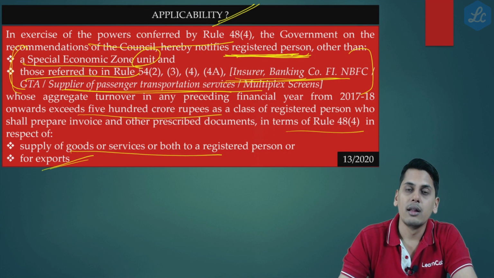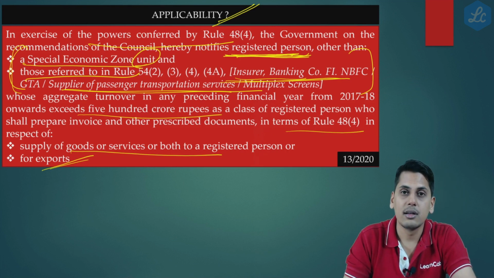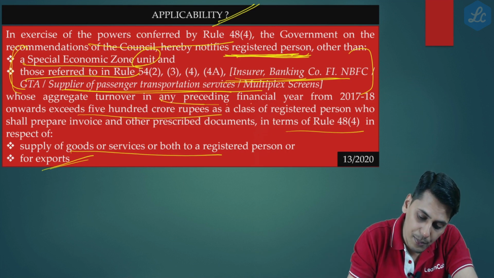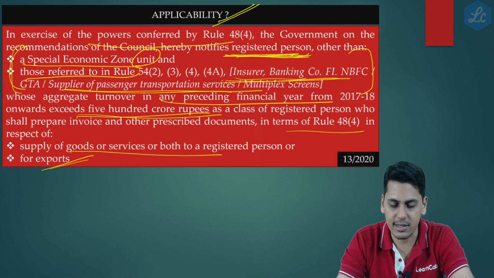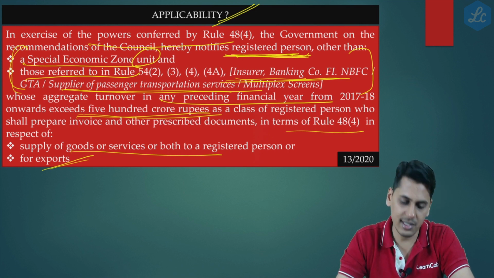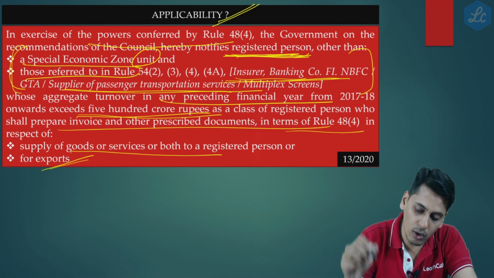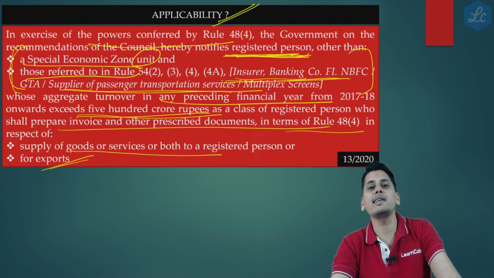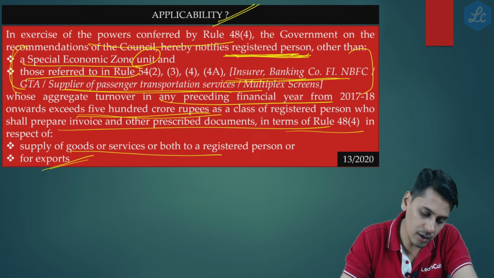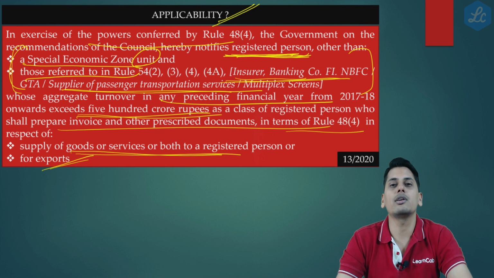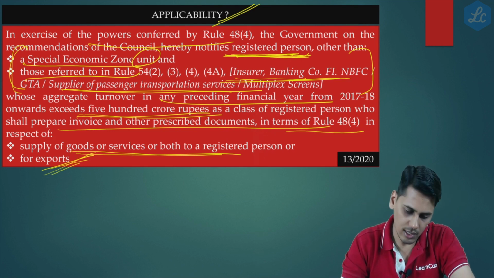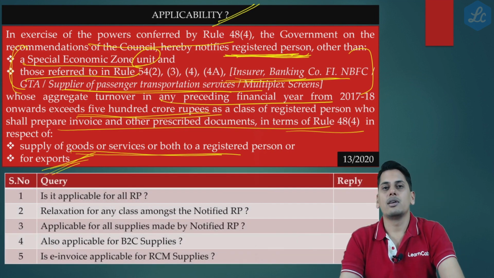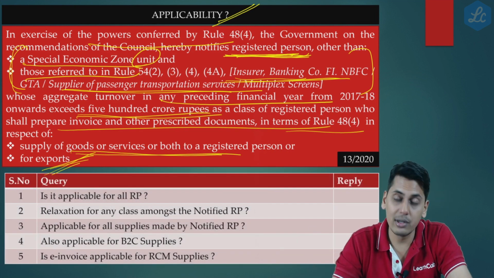And friends, registered persons other than these, whose aggregate turnover in any preceding financial year from 17-18 onwards exceeds 500 crore rupees, shall be those class of registered persons who shall prepare invoice in terms of 48 sub rule 4. For all the supplies? The answer is no. Only for supply of goods or services or both to a registered person or in case of exports. Now friends, let's take a few questions just to analyze whether this notification has synced in your mind or not.